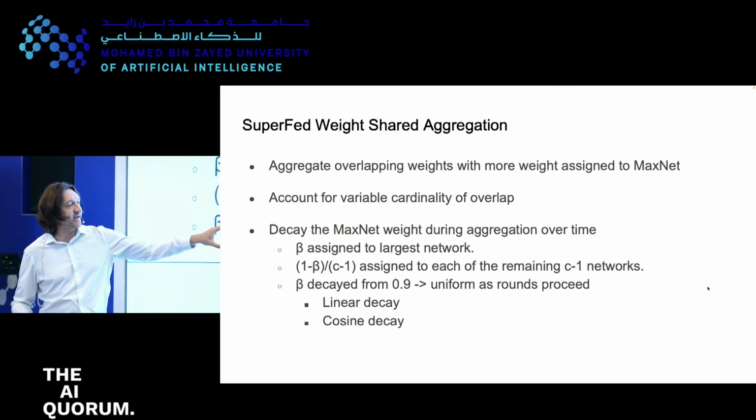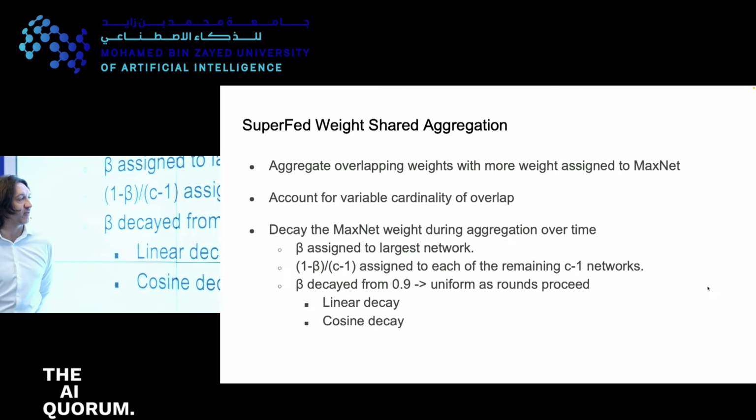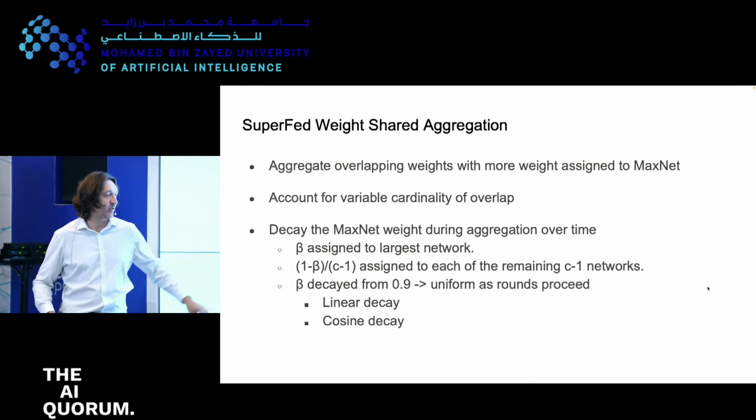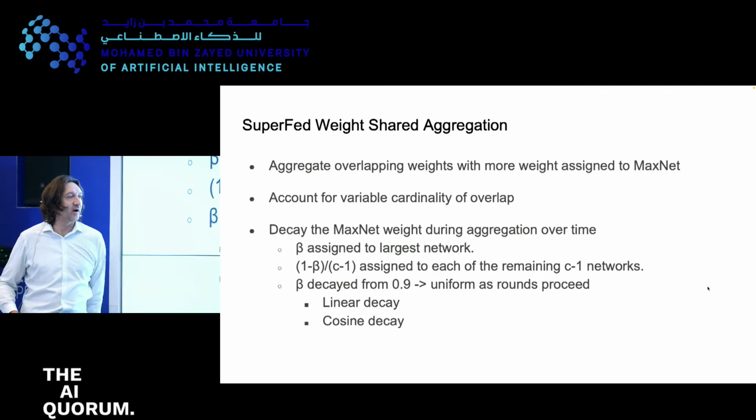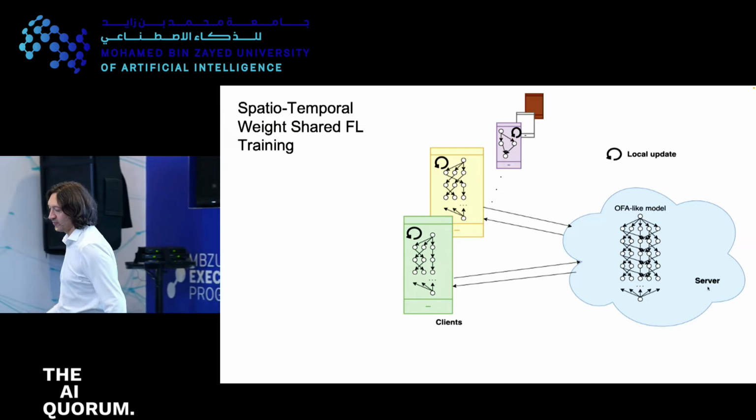And the beta is decayed from 0.9 to uniform. Of course, this is a hyperparameter as the rounds proceed. And we can do the decay itself in various different ways. We've tried linear decay and cosine decay. Cosine decay performed the best.